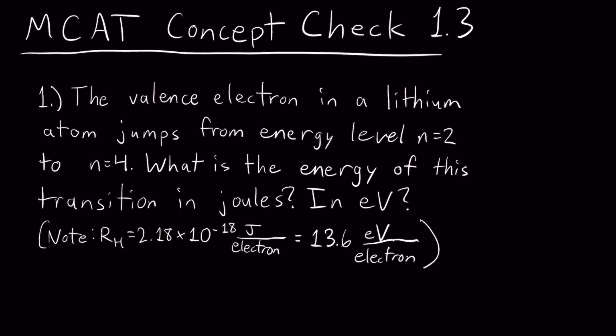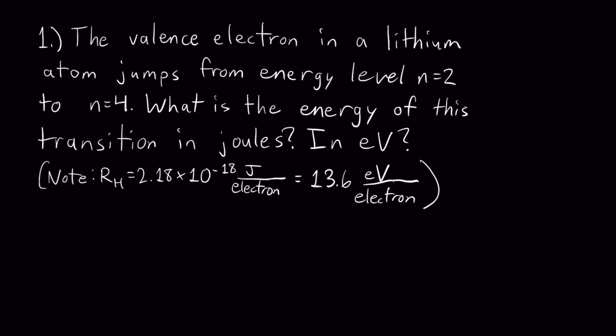The valence electron in a lithium atom jumps from energy level n equals 2 to n equals 4. What is the energy of this transition in joules and in electron volts? If you recall, when we go from one principal quantum number to another, in this case n equals 2 to n equals 4, that's going to be the energy of a photon equation. So we're going to write that down.